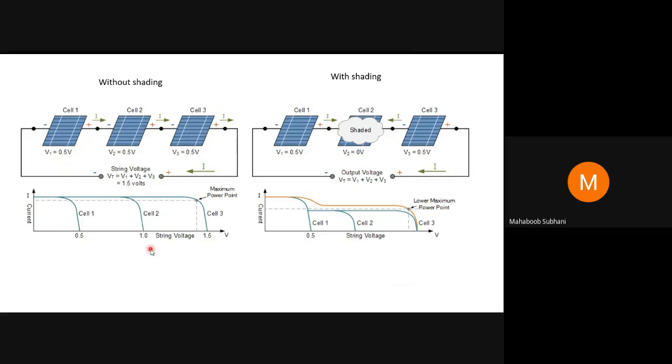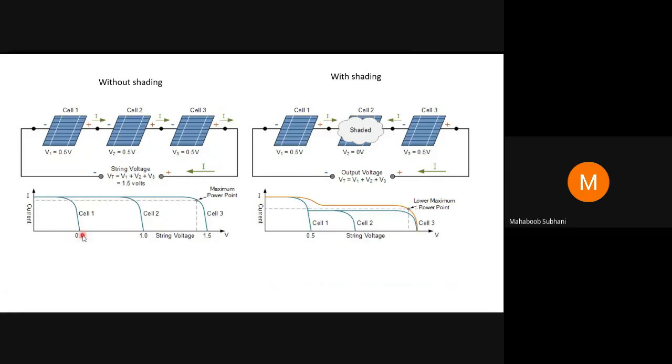Now, the corresponding IV plot. See, the individual cell is 0.5 volts and the current is 4 amperes, so that is plotted here. This is for cell 1. Similarly, cell 2 also produces the same value, so it is extended to a further point.